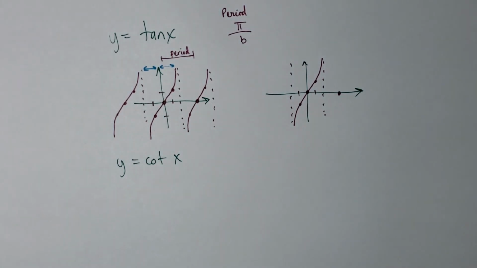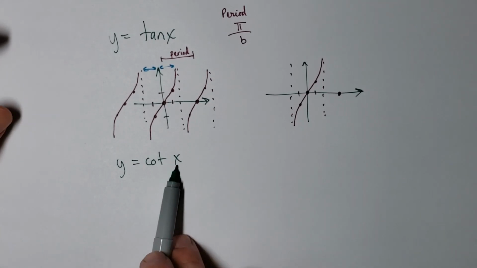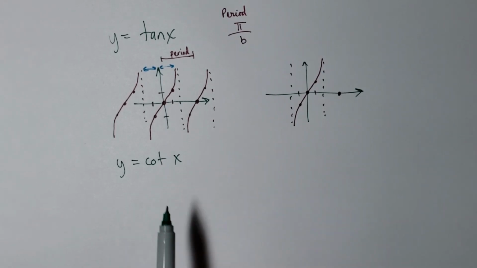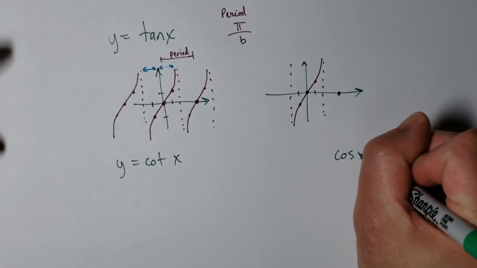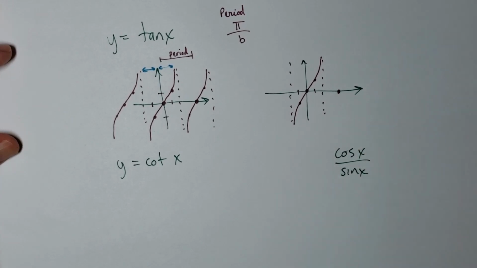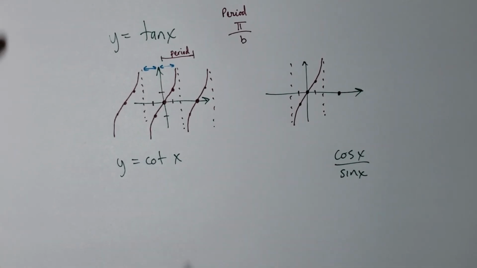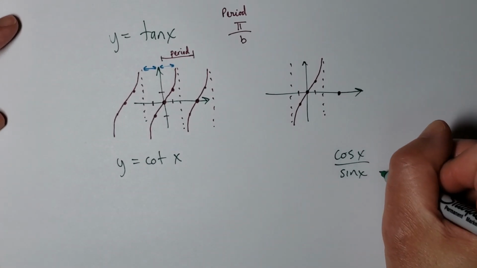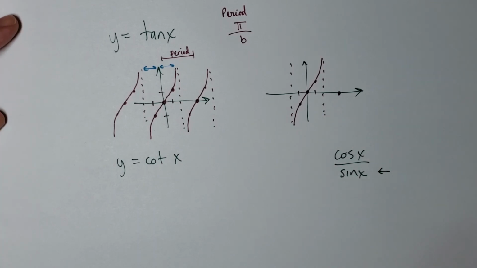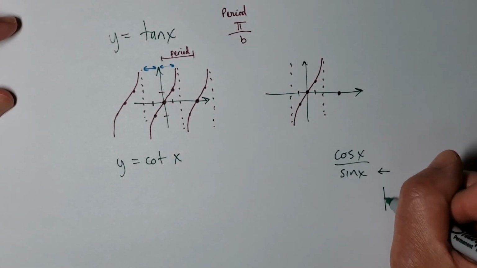We could go about this by plotting a bunch of points and plugging in angles into cotangent to figure out what the output is going to be, remembering what we have on our note cards, remembering that cotangent is cosine of x over sine of x. But I'm just going to go through the graphing a little bit more quickly because it's very similar to tangent. What you should notice is because sine is on the bottom, it's going to be 0 on the bottom at different angles than tangent was. So let's think about that.